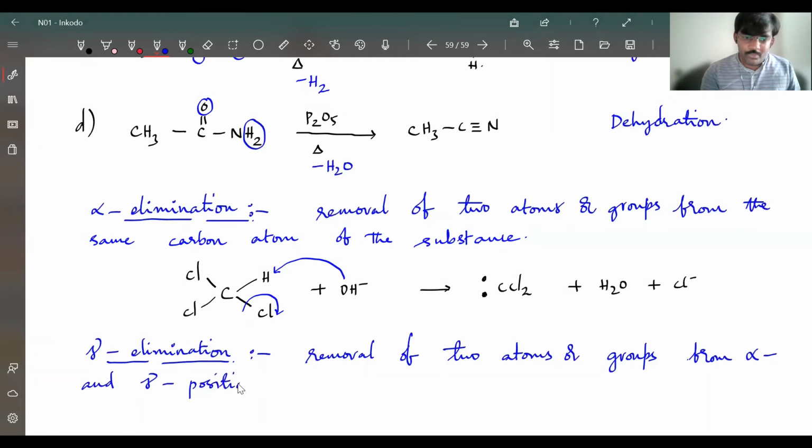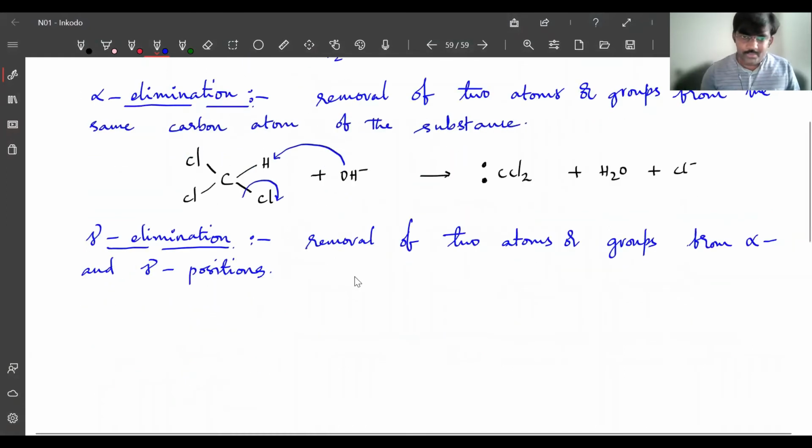Okay, from alpha and gamma positions, we are going to remove it. Okay, not the adjacent atoms. So alpha and gamma positions will be checked.